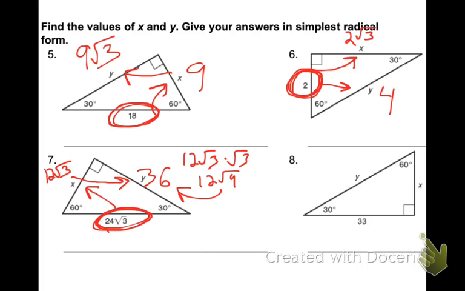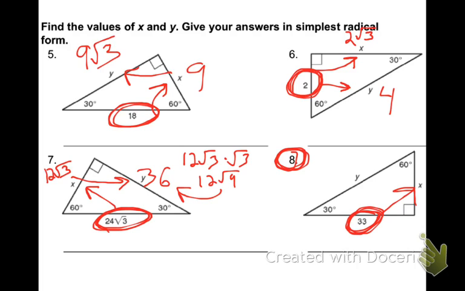Recognize that. Okay. What about number 8? Number 8 is the tough one. Number 8 is probably the toughest one you'll see. Okay. They give me the long side is 33. What do I want to find first always? Find the short side. Okay. What's the relationship with the long side and the short side?